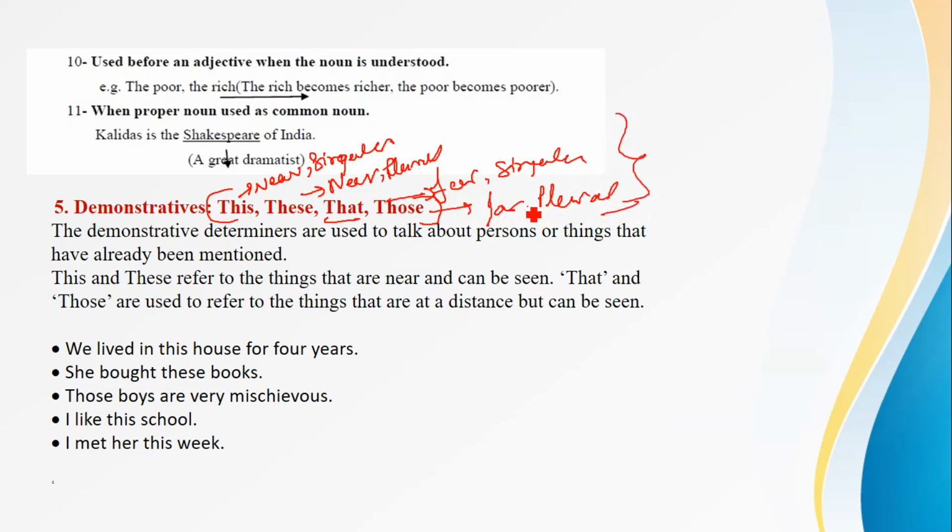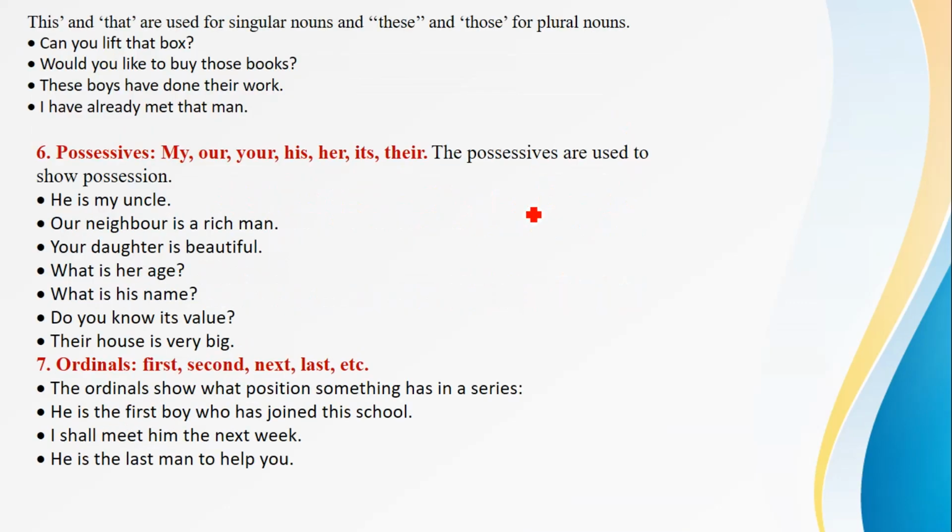So you use this and these for things which are near, in singular and plural forms. You use that and those for things which are far, which are not visible, in singular and plural forms. You can go through the examples down here. Next is possession, meaning ownership. When you show that you own something, then you're going to use these possessives as determiners.